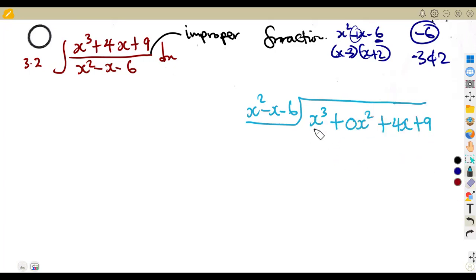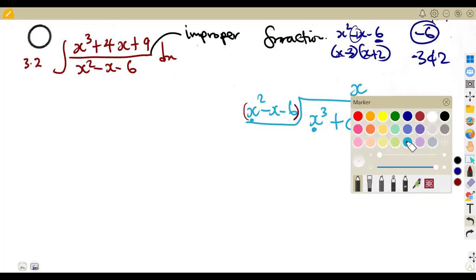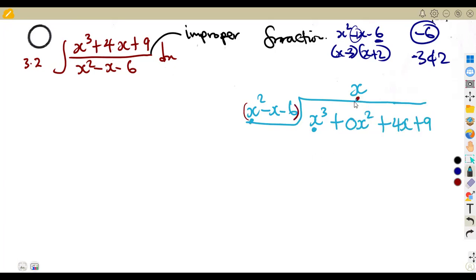So remember the division, first term versus the first term. x cubed divided by x squared gives us x. Then the term that you get here multiplies every term back. So x times x squared is x cubed, x times minus x is minus x squared, and x times minus 6 is minus 6x.